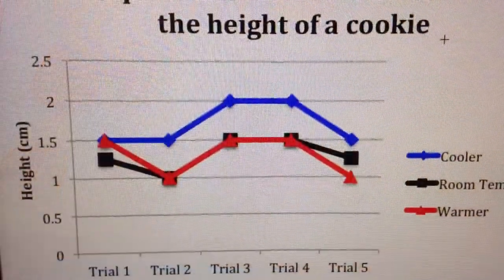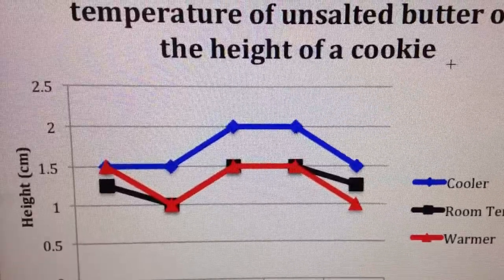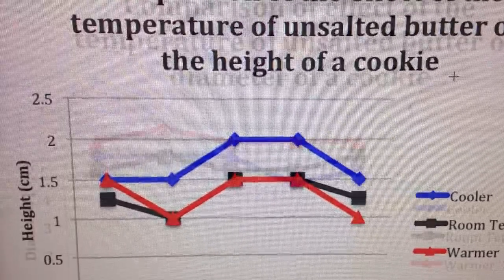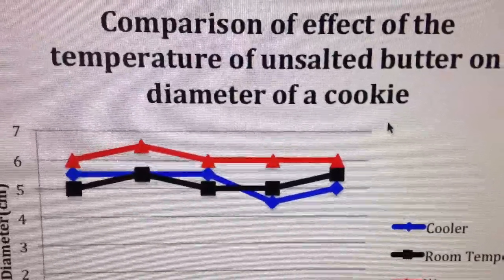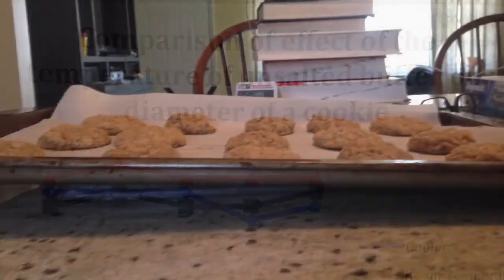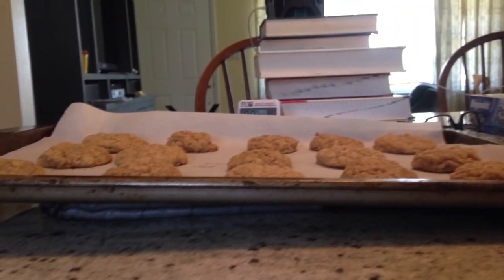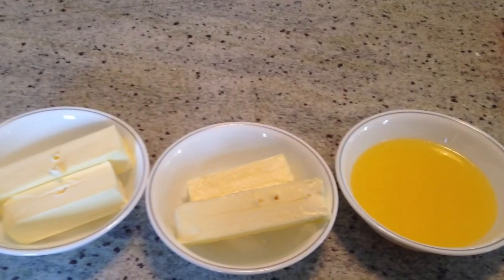As you can see in this graph, the decrease in temperature of the butter used causes an increase in the height of a cookie. This graph shows that the increase in temperature causes an increase in the diameter of a cookie. In conclusion, the decrease in the temperature of the unsalted butter results in an increase in the height of the cookie, but an increase in the temperature of the unsalted butter results in an increase in the diameter.